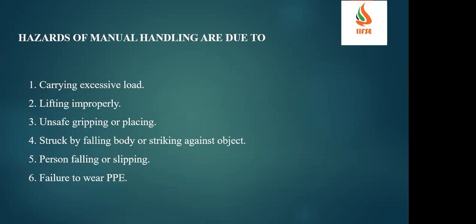One is carrying excessive load. If you see in the Factories Act itself, they have mentioned the minimum weight people can lift. If I'm not wrong, a very long back I have seen the book, for an adult male it is 15 kg. I think 35. Correct me if I'm wrong. Okay. Then lifting improperly, because they don't know how to lift such a material.